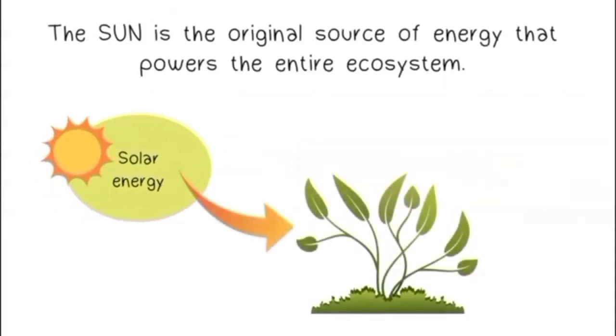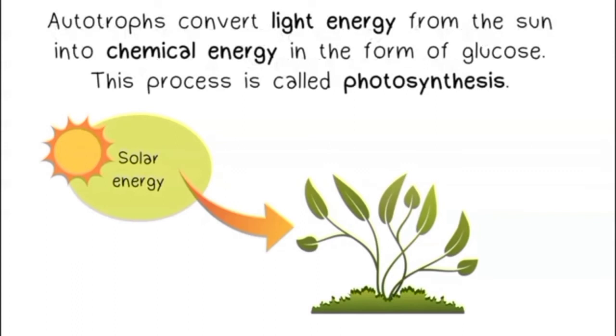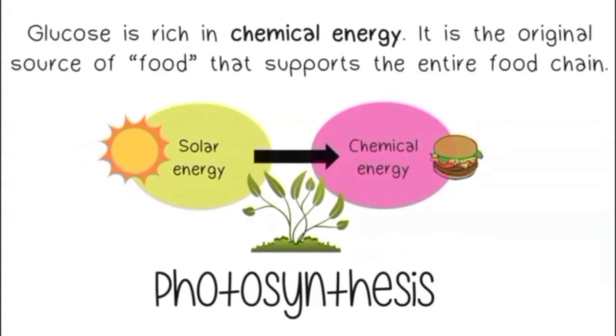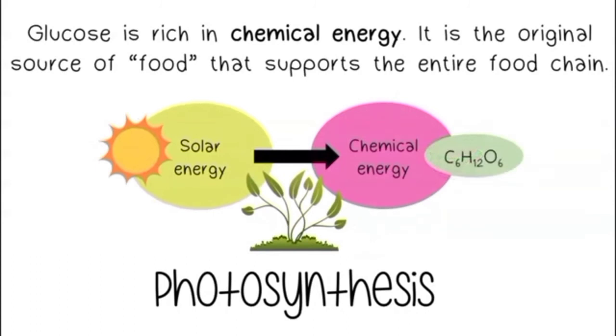The sun is the original source of energy that powers the entire ecosystem. Autotrophs convert light energy from the sun into chemical energy in the form of glucose. This process is called photosynthesis. Glucose is rich in chemical energy. It is the original source of food that supports the entire food chain.